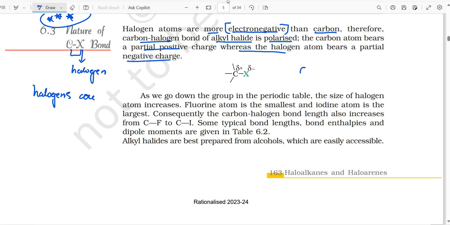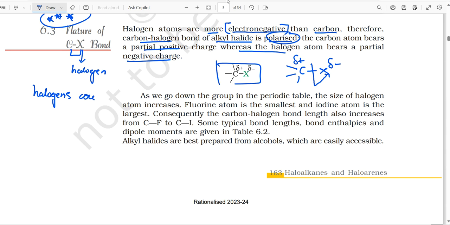So we observe here the bond between the carbon and halogen. This bond is attracted towards this side. Why? Because halogens have high electronegativity. So the two electrons are towards the halogen side, represented by partial delta minus. Here there is a loss of electrons, so carbon has partial delta positive. Polarized means opposite charges are present, positive as well as negative.